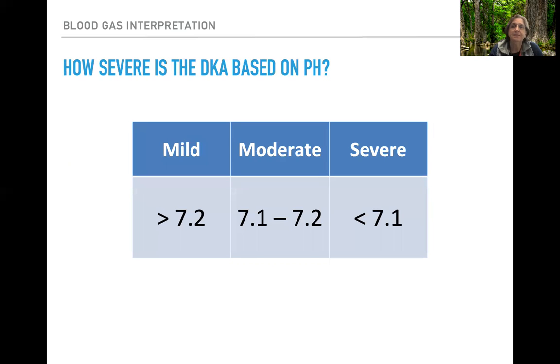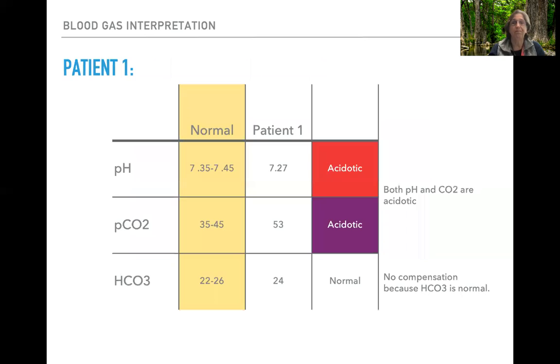How severe is DKA based on pH? So mild is considered greater than 7.2, moderate is 7.1 to 7.2, and severe is less than 7.1.